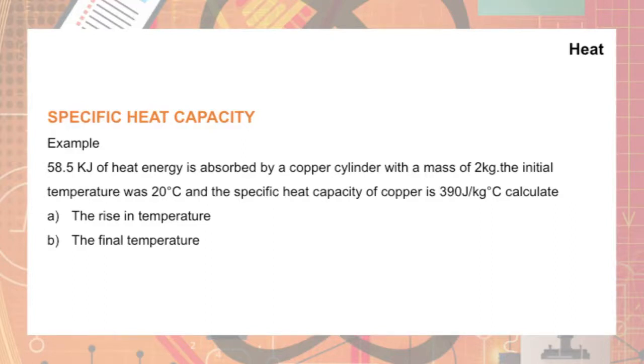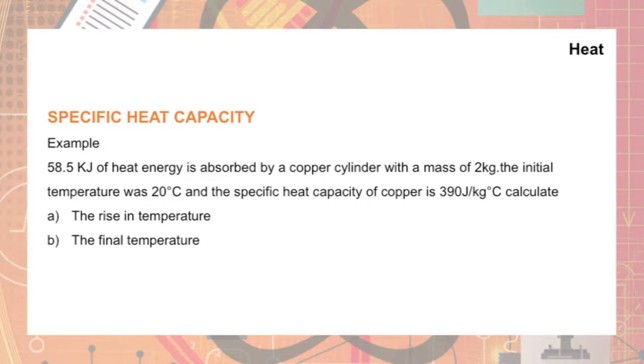58.8 kilojoules, which is 58.8 by 10 to the power 3, of energy in joules. Then they say the mass is 2 kilograms. The specific heat capacity of this substance is given. I will emphasize that the specific heat capacity of a substance is a constant for each and every material, which is 390 joules per kilogram degrees Celsius.